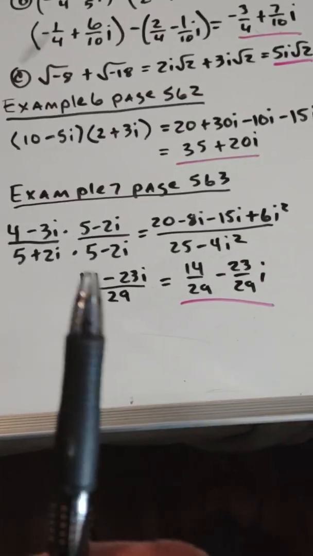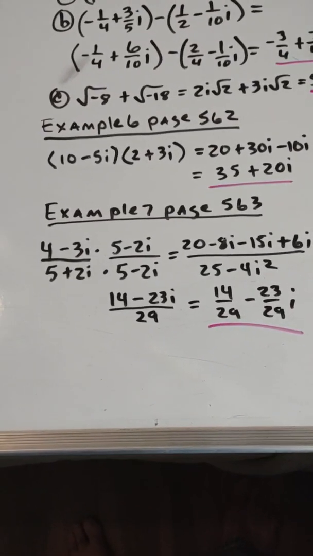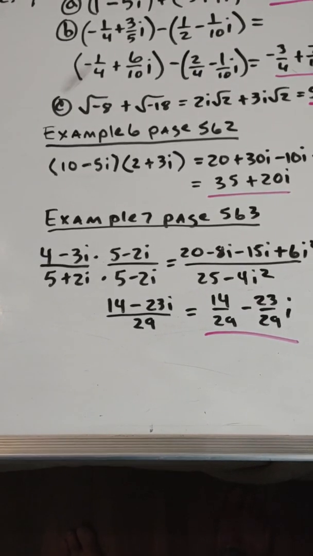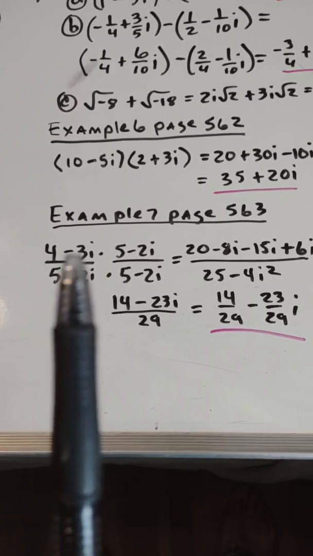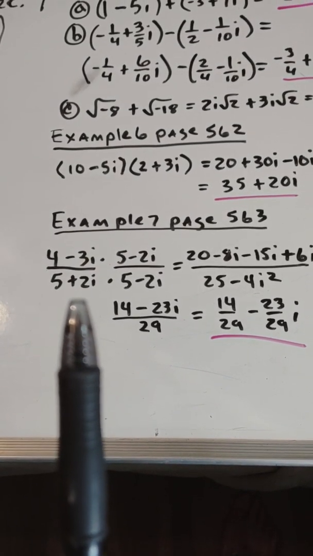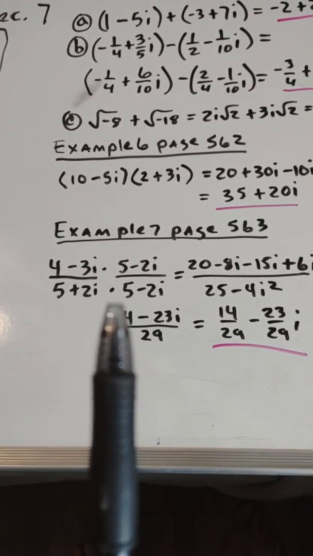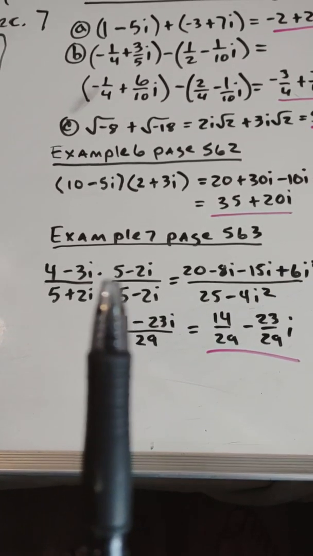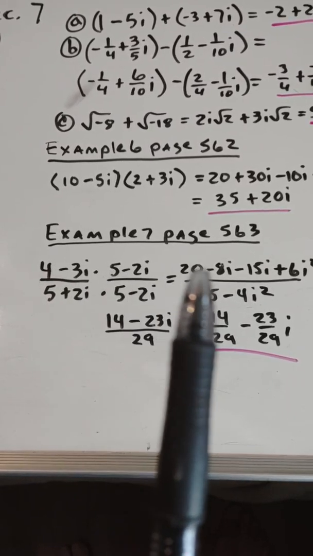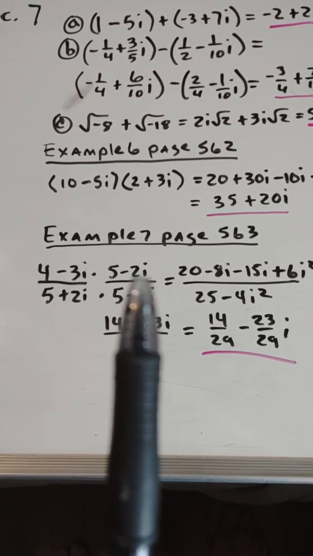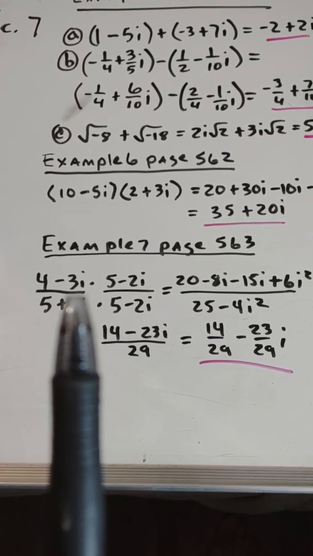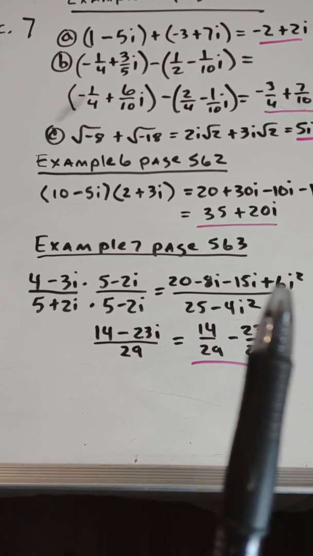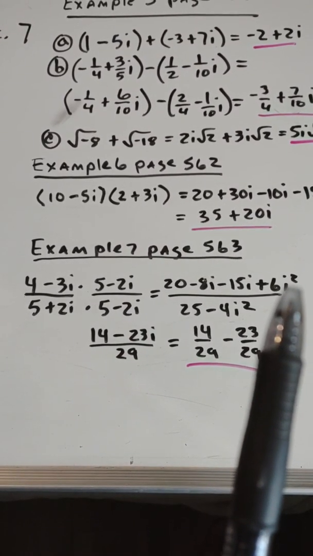Here we're simplifying, and if you remember with radicals, we simplify by the conjugate. We're going to do the same thing here, except it's called the complex conjugate, because it's a complex number. So here we have 4 minus 3i over 4 plus 2i. So same first term, opposite sign, same last term. Only thing we have to do is multiply by both. So this becomes 4 times 5, which is 20. 4 times negative 2i, which is negative 8i. Negative 3i times 5, which is negative 15i. Negative 3i times negative 2i, which is positive 6i squared.